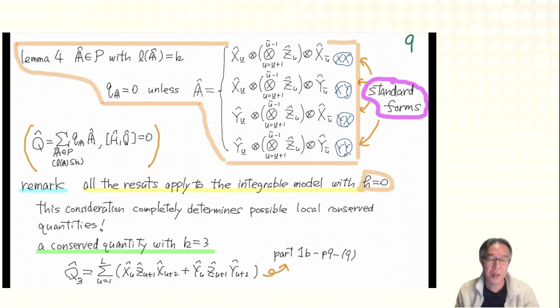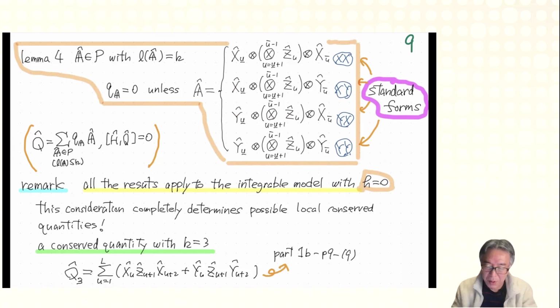Now I take any product with length k, the maximum length. Then we have shown that QA equals 0, the coefficient in this candidate of a local conserved quantity, must be 0 unless A is of one of these standard 4 forms. Here you have x, and here you just have z's. So this reminds you of this Jordan-Wigner business. But this is, of course, not a coincidence. The structure of the XY model, this free fermion structure, is encoded in this discussion.